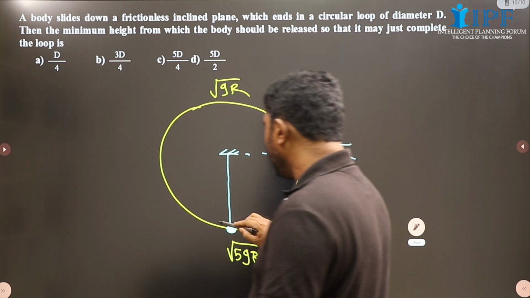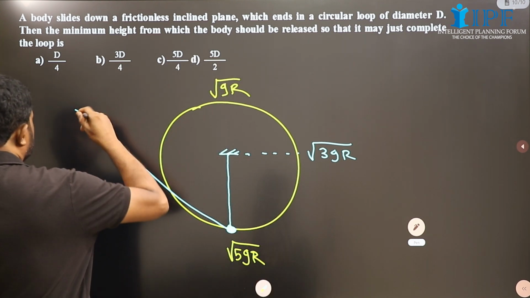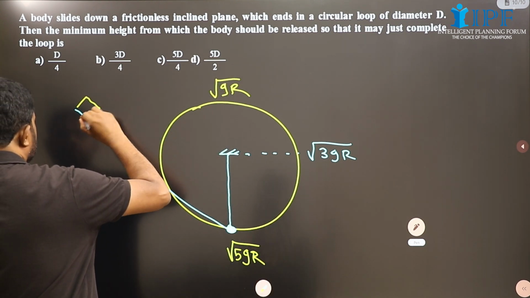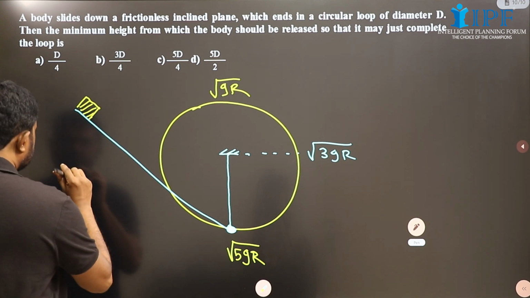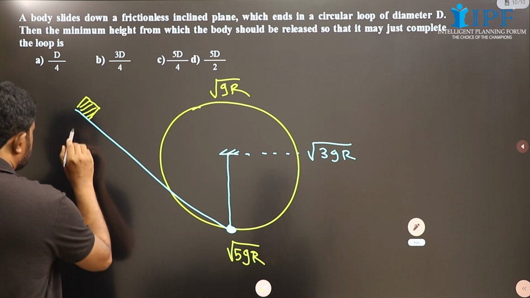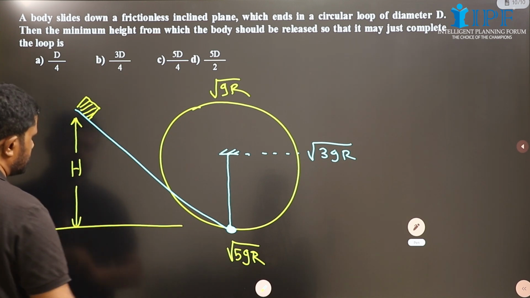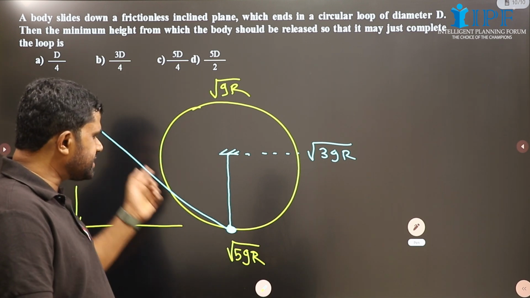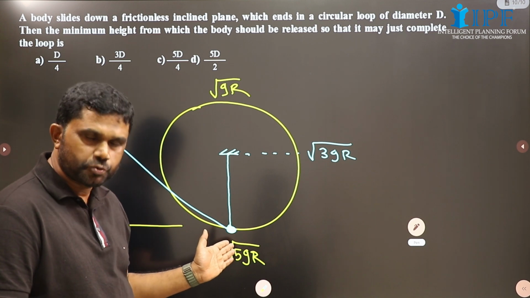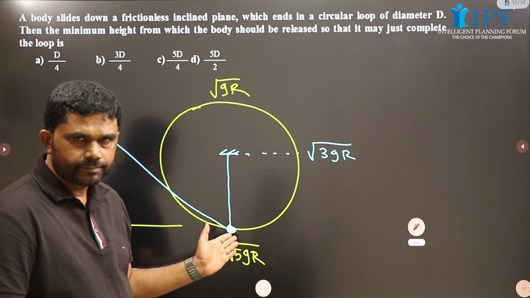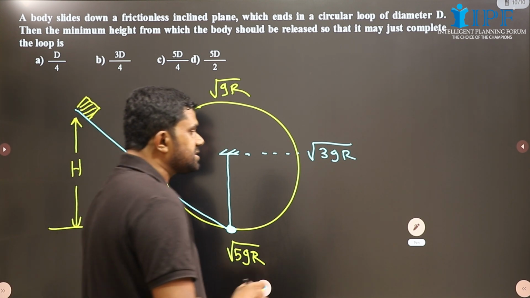Now see, we have released a body from here. This is a frictionless path. A body is released from here, and suppose that body is released from a height h. See this height from the ground; this is capital H. It comes like this and completes a vertical loop. So the velocity here should be at least root 5gr. And then what should be the kinetic energy at the lowest point? The minimum required kinetic energy is half mv square.